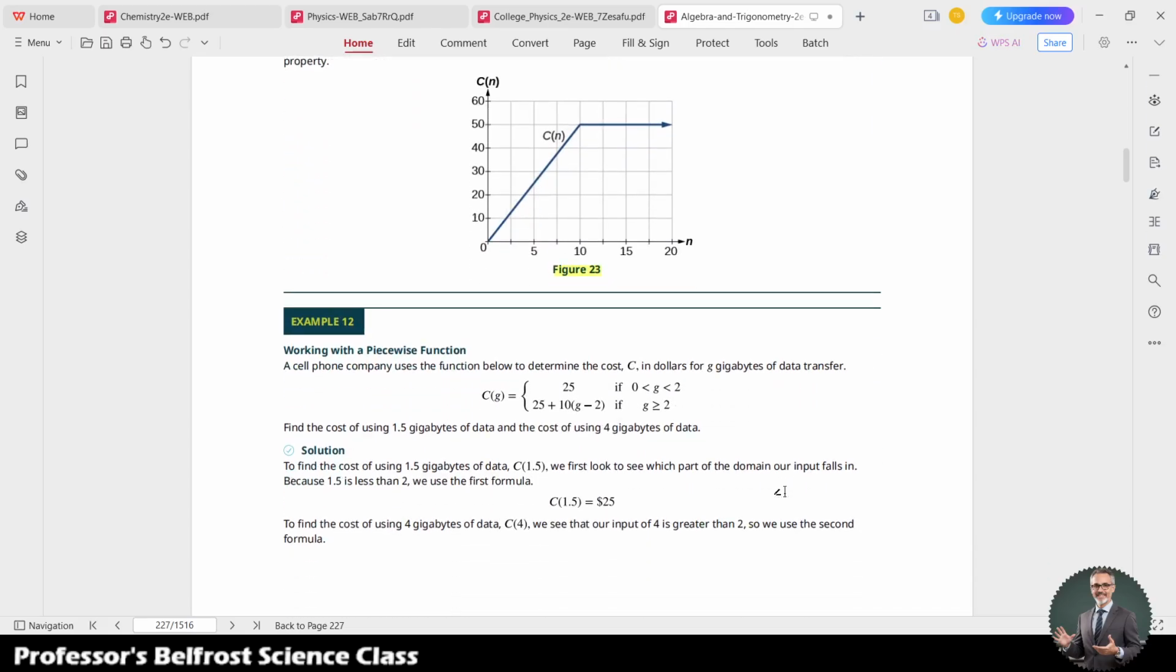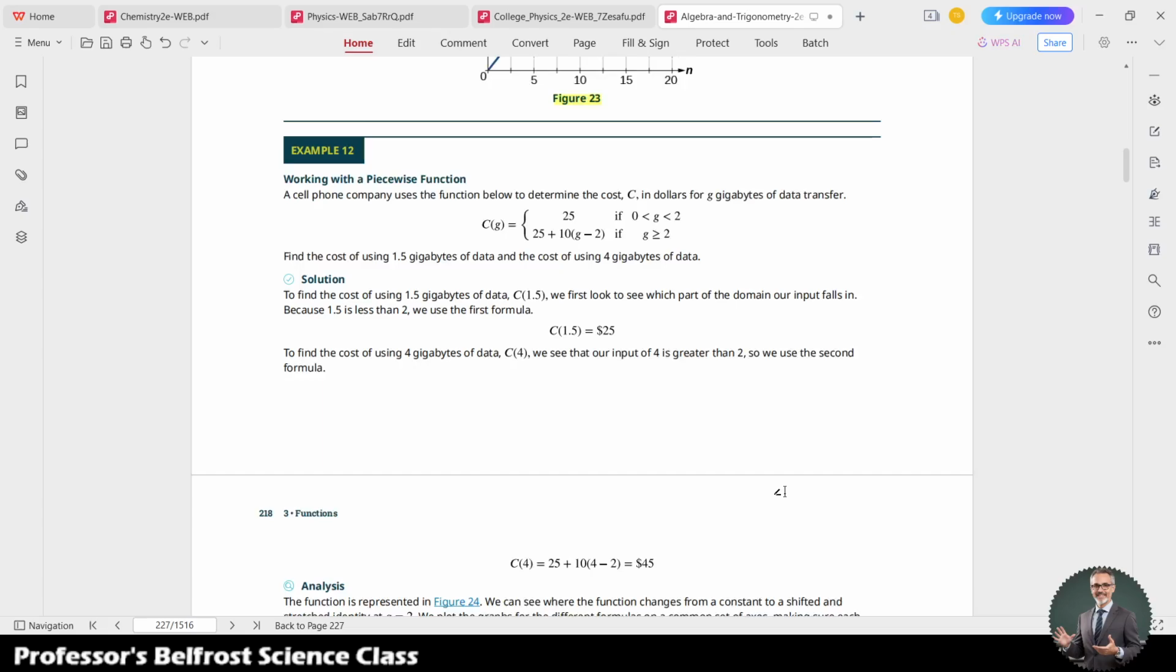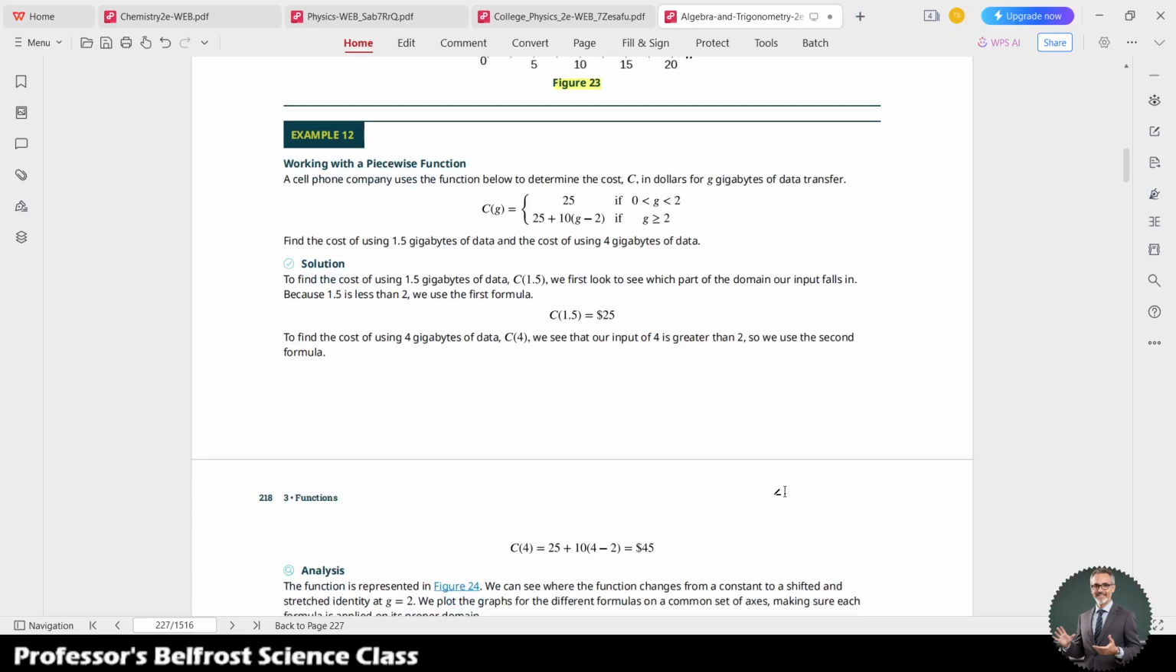Easy, right? Next example: a cell phone company uses the function below to determine the cost C in dollars for G gigabytes of data transfer. This is the piecewise function. Find the cost of using 1.5 gigabytes of data and the cost of using 4 gigabytes of data. So we have two conditions we need to analyze. The first one is if G equals 1.5, and the second one is G equals 4.